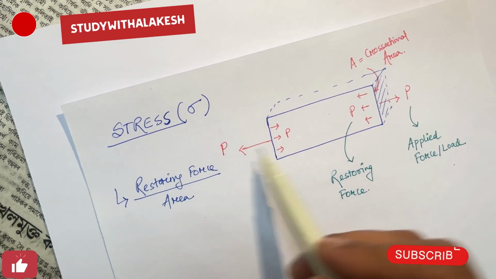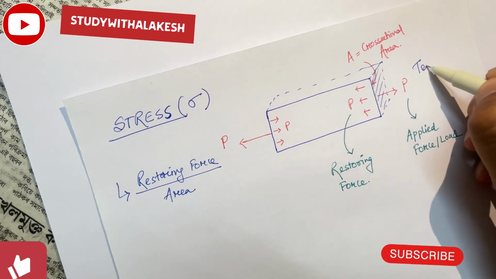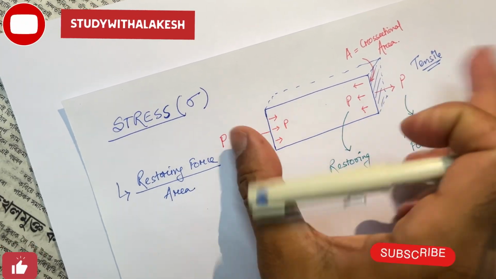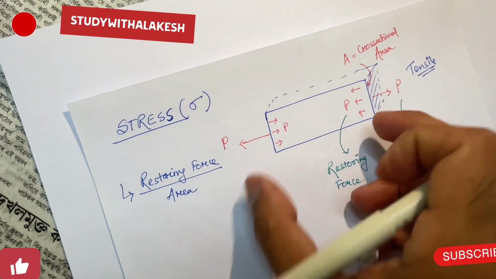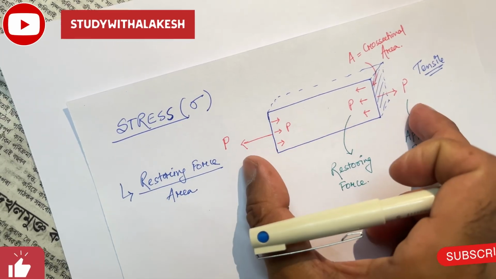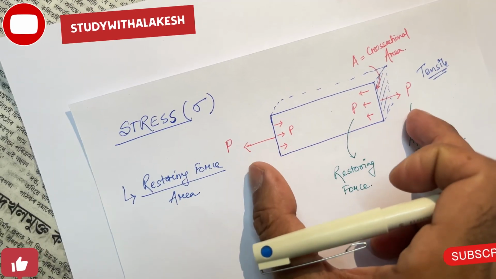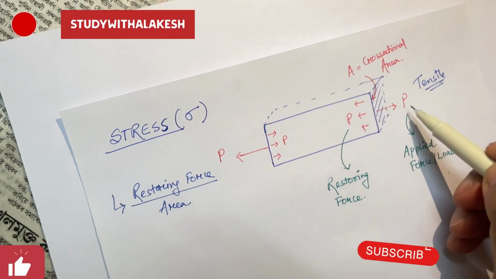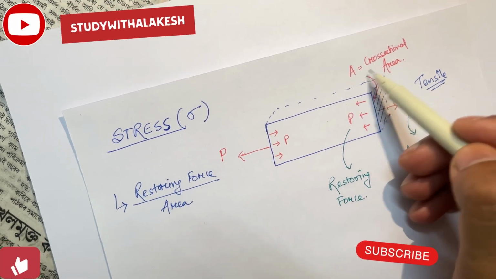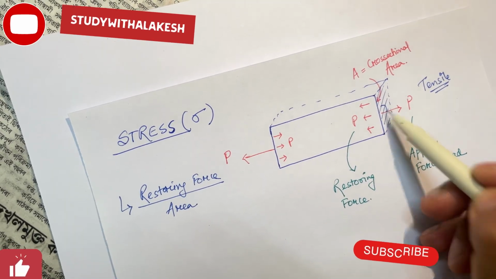If we see the diagram of the load, then it is tensile in nature. That is, it is going away from the surface. Its intention is to elongate the body. So it is a tensile load that is acting on this surface with cross-sectional area A, and it is acting normally because the angle is 90 degrees.